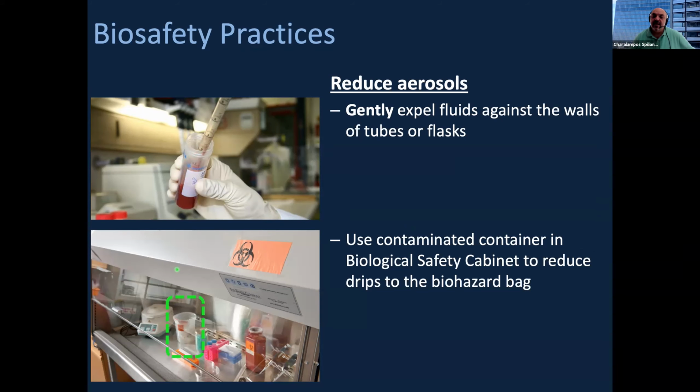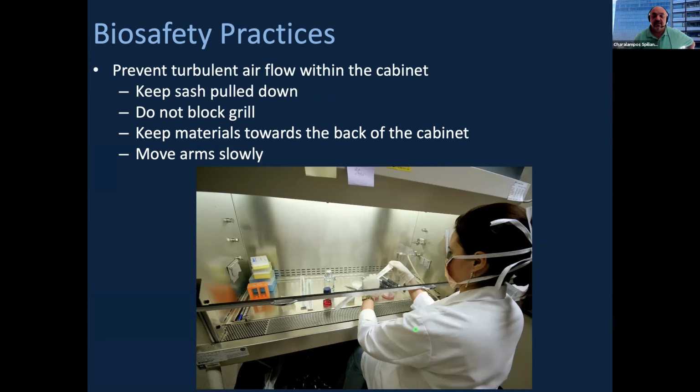When we work in biosafety cabinets, we could use a container where we put all the contaminated tips within the biosafety cabinet instead of getting out of the cabinet every time to dispose of such materials. Having such a container, dirty, I would say dirty because you put potentially contaminated stuff in the biosafety cabinet, could save you time, but it could also decrease the risk of contaminating the surrounding areas.